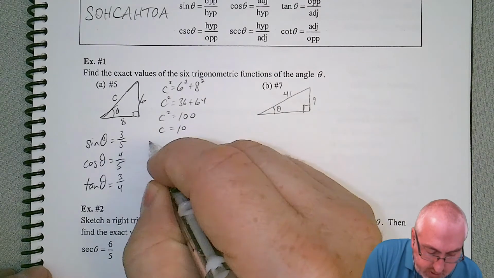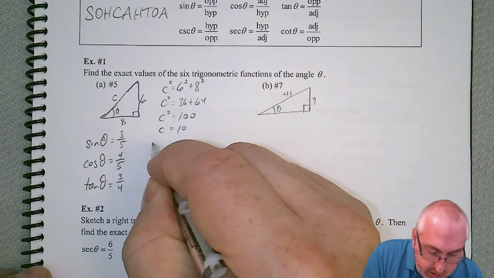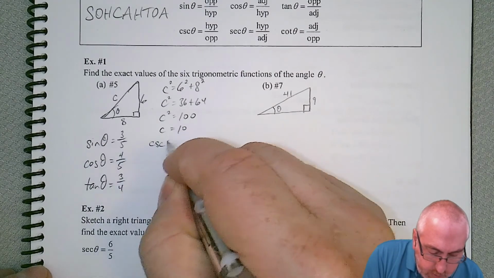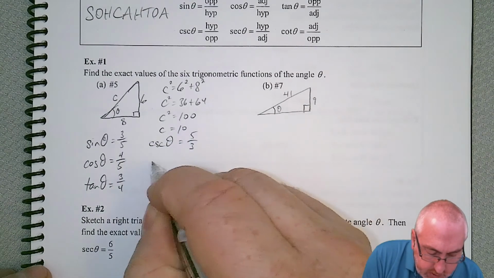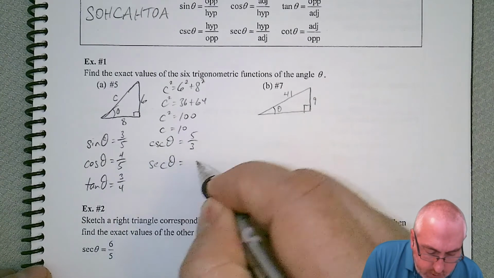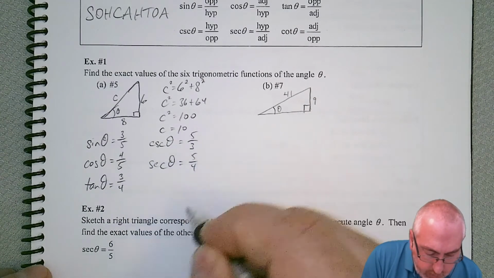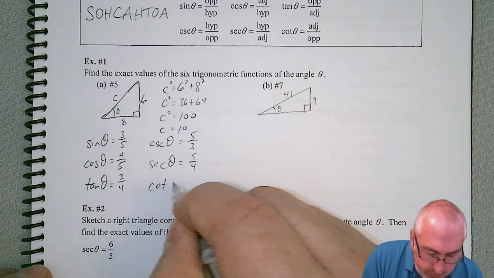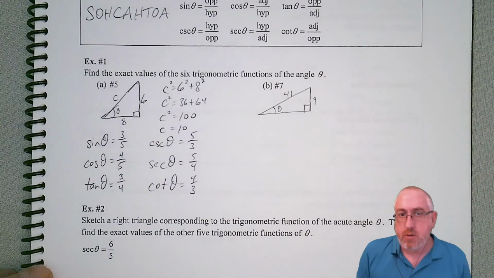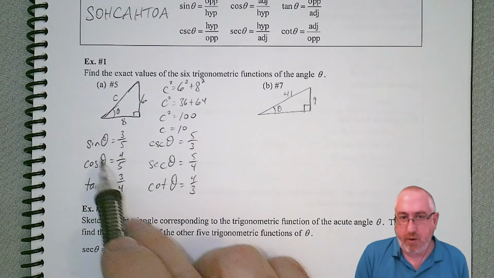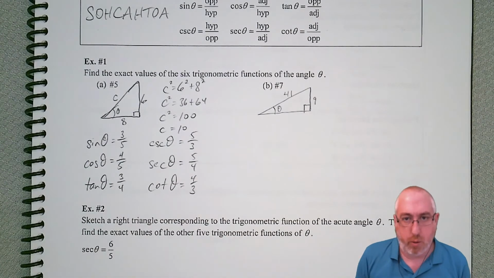Remember, sine is going to give you cosecant. If we take the reciprocal, we should just get 5 over 3. Secant should be equal to 5 over 4. And then cotangent should be 4 over 3. So again, once you have those three, then the other ones are really, really quick.